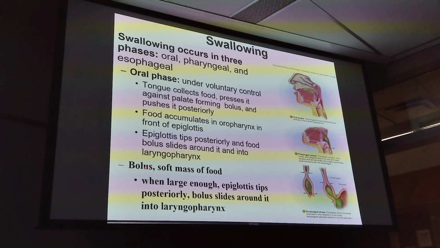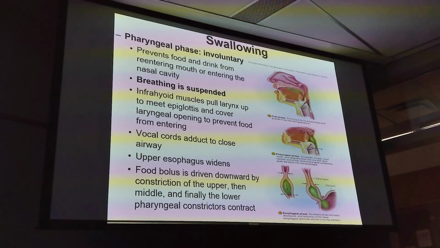So that soft mass of food, the bolus, is going to go down when that epiglottis tips back and the food slides down. When it's large enough, again, the epiglottis tips backwards, and the bolus slides around it and into the pharynx. Now, it's in the pharynx. So what do you think this phase is called? The pharyngeal phase, the pharynx phase. Pharyngeal phase, this is involuntary.